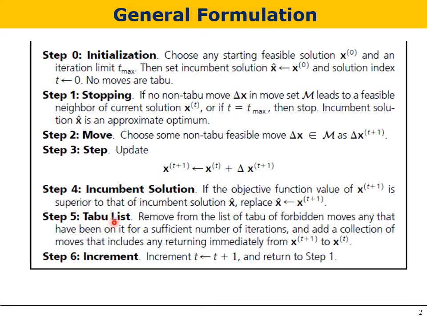Step 5, okay, this is the distinctive feature of the Tabu search algorithm. You need to update the Tabu list. Again, we will make examples and it will be more clear, but the Tabu list is a list of forbidden neighbors, forbidden moves. In order to avoid cycling, we use such a list, and this Tabu list, in fact, is the memory. Keeping such a Tabu list is the memory of the Tabu search algorithm.